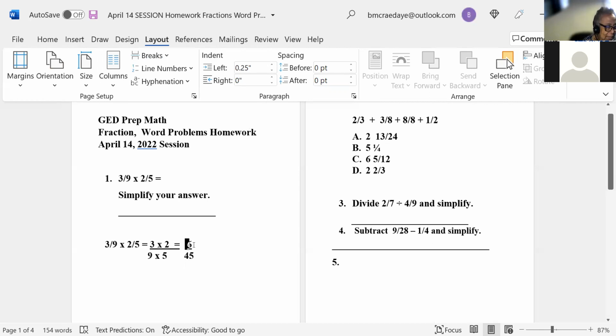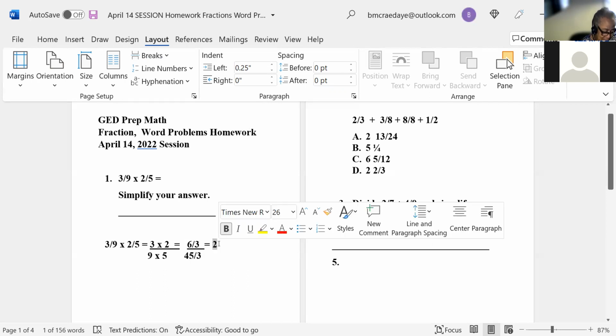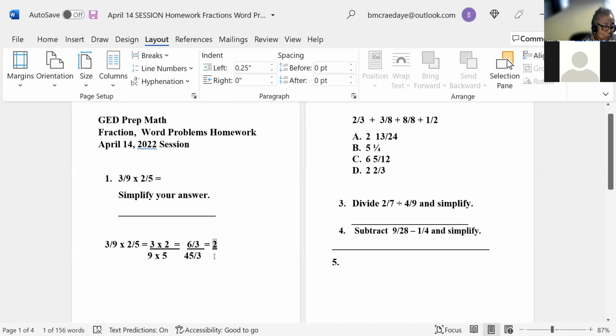So we can divide the 6 by 3, and then we can divide the 45 by 3. So what do we get? You would get 2 over 15. Very good. And that's the answer in its simplest form. Just like you said, 3 times 15 is 45, so that would be 15. So your answer would be 2 over 15.